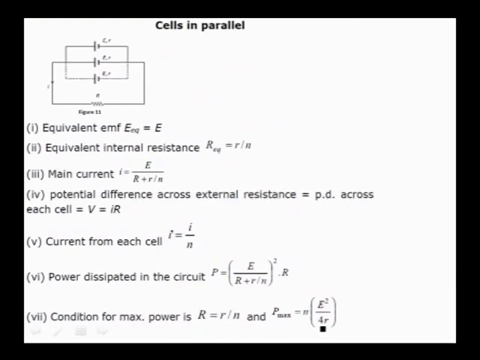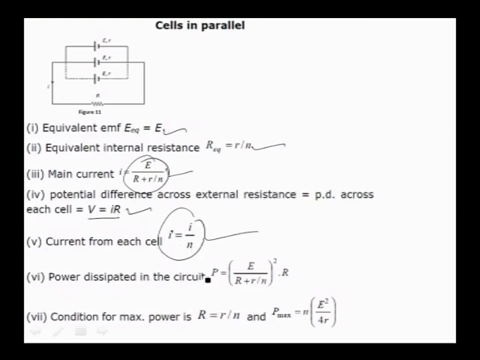Similarly, for parallel combination, when cells are connected in parallel, the effective EMF is equal to E only in the case of identical cells. The equivalent internal resistance is equal to r by n for parallel combination. Then the current in the circuit is equal to this much. The potential difference across the external resistance is V is equal to IR, because we know the value of I. Similarly, the current from each cell we calculate as I dash is equal to I by n, only for identical cells.